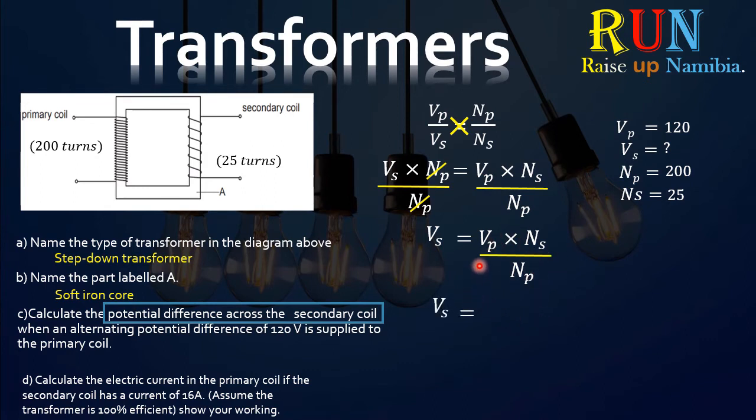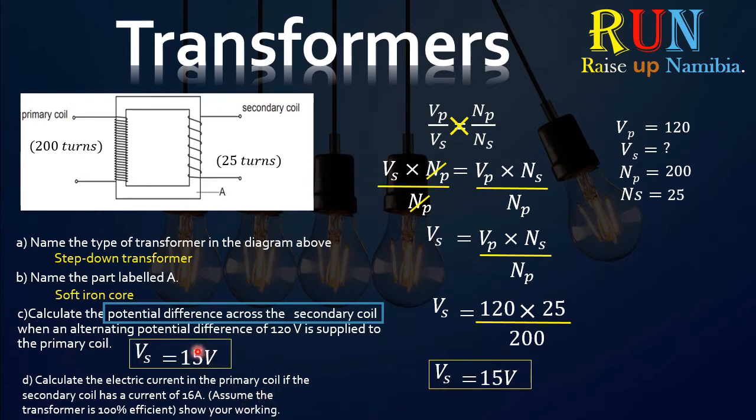So now you ask yourself, what is Vp? Vp is 120, so you write that down, multiplied by, what is Ns? Ns is 25, so you also write down that 25, divided by, what is Np? Np is 200, so you write down the 200. Then 120 multiplied by 25, divided by 200 will give you 15 volts. And that's your final answer for C.